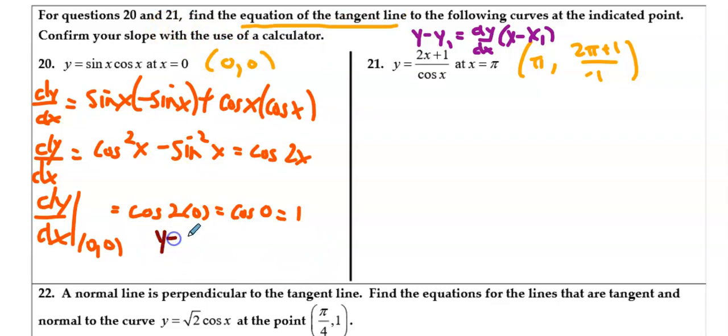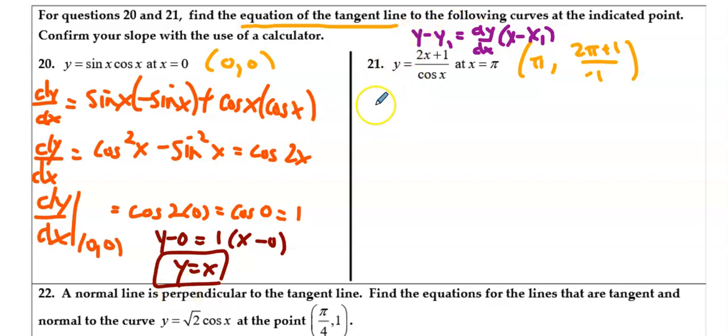So it's going to be y minus 0 equals 1 times x minus 0. So this function is going to be y equals x. Okay? So the equation of the tangent line of this function, sine x, cosine x, at the origin is just y equals x. Pretty awesome stuff.